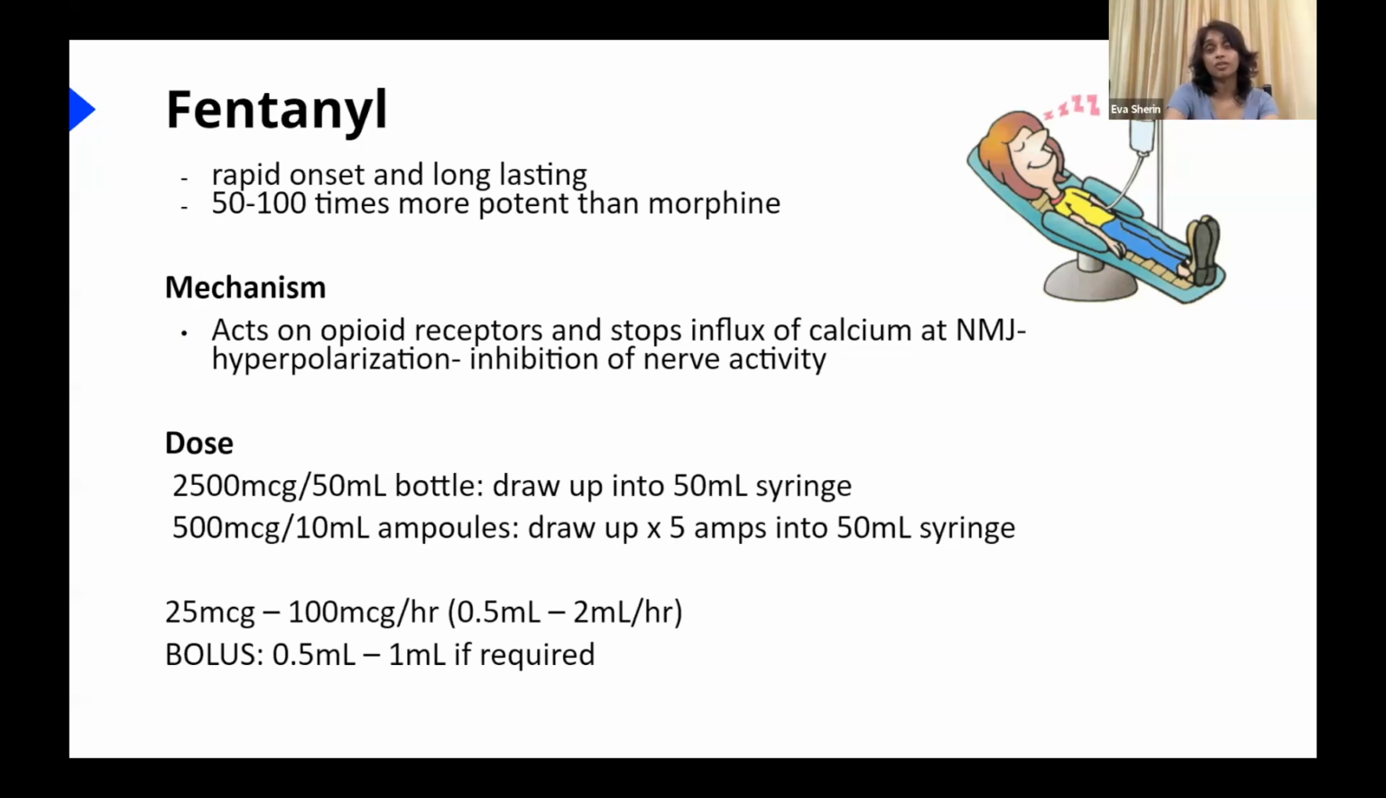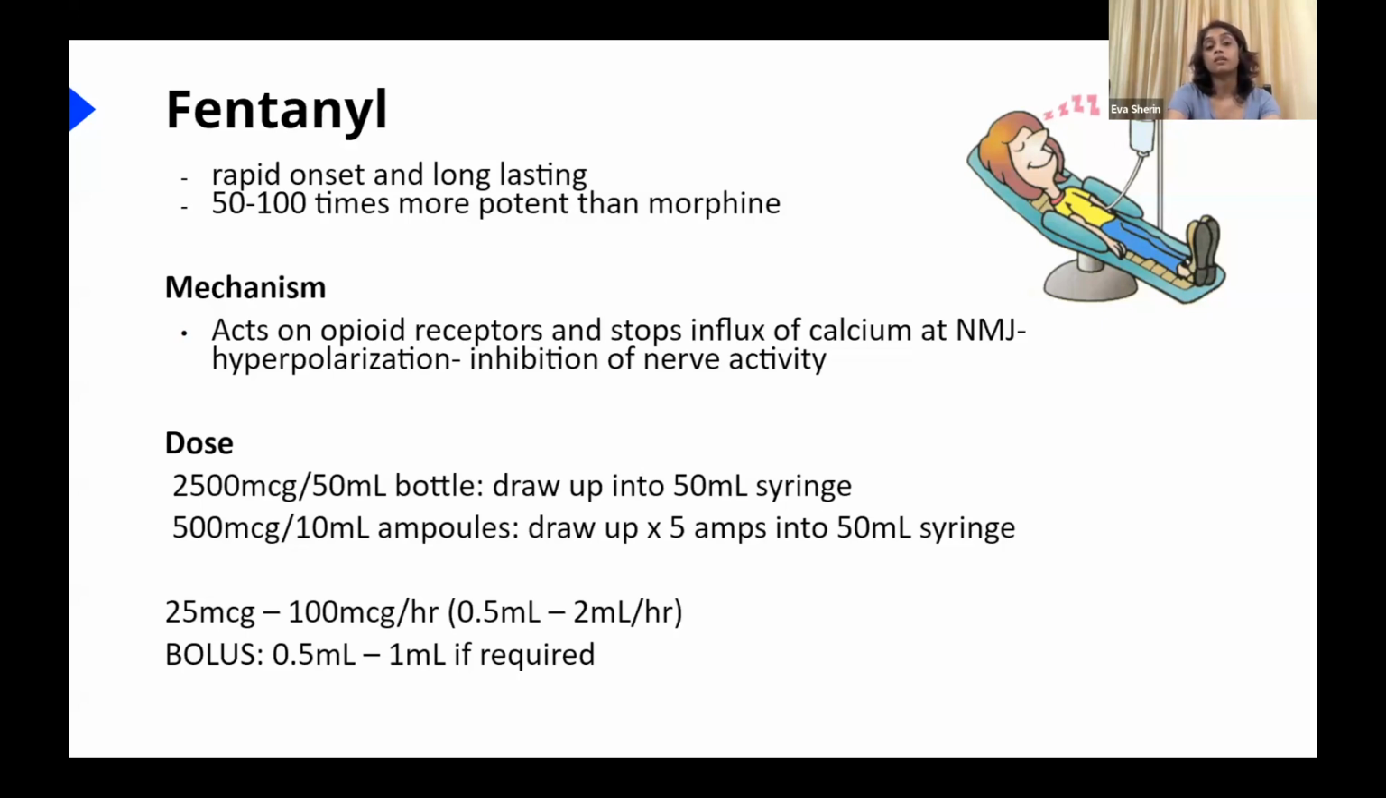Basically, it acts on the opioid receptors, causes the conversion of GTP to GDP, thereby causes an extra cAMP, and cAMP comes and stops the influx of calcium at the neuromuscular junction. Almost like the potassium channel, where it keeps it in a hyperpolarized state, and thereby stops the transmission of signals in that neuromuscular junction, causes an inhibition of nerve activity, like I said.